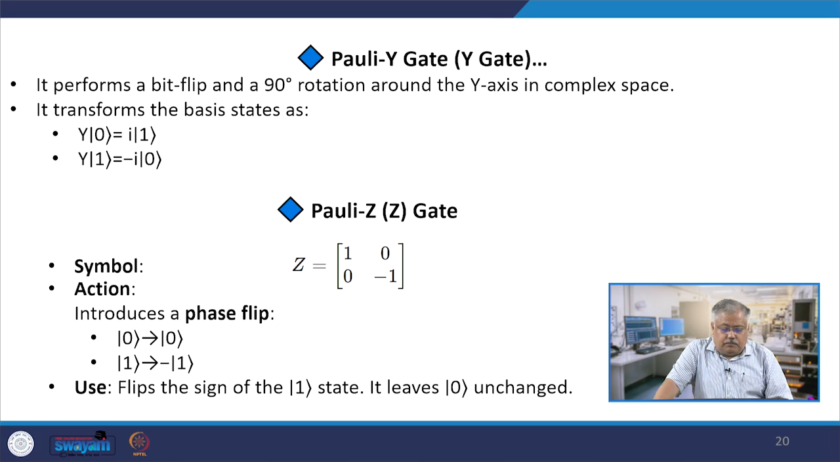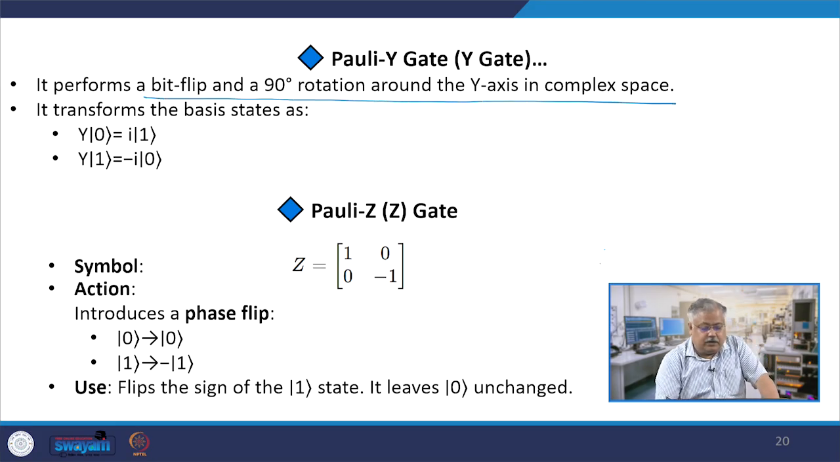Now, for example, the Y gate performs a bit flip, as I discussed with you, and let us say a 90-degree rotation around the Y axis in the complex plane. Therefore, we write Y ket 0 equals i, which is a complex quantity, times ket 1, and similarly Y ket 1 equals minus i ket 0, right, and that gives you not only a flip, but also a 90-degree rotation in a clockwise fashion. You can also do it in an anti-clockwise fashion. The symbols will change for these cases.